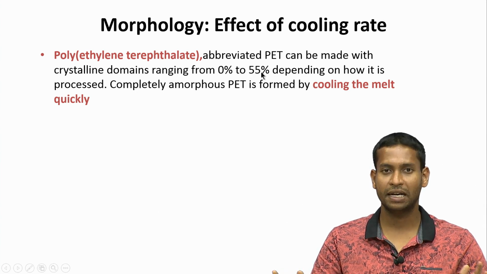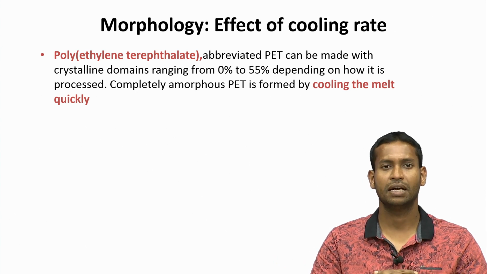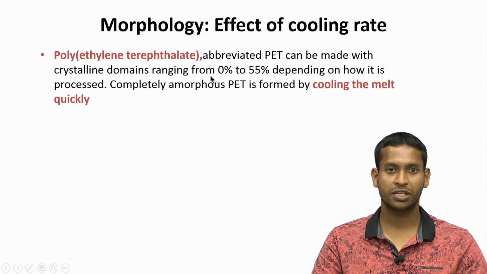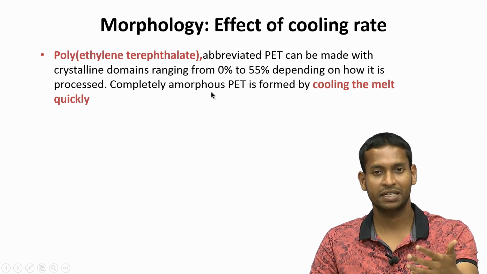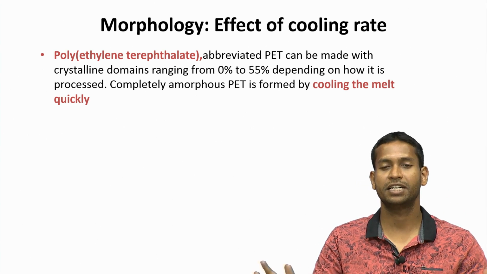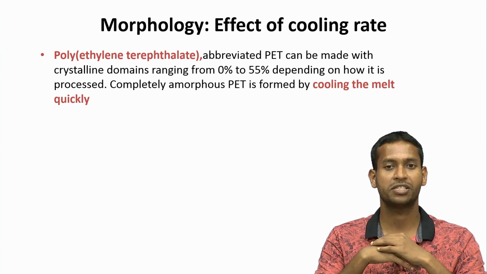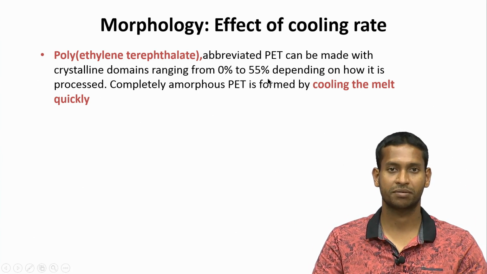So, if you cool it very quickly, it will result in a very amorphous structure. If you give it some time in cooling, very slow cooling, let us say half a degree Celsius per hour or something like that, the chains will have enough time to come in contact with each other, interact, form strong interactions, and result in a crystalline structure all the way up to 55%.